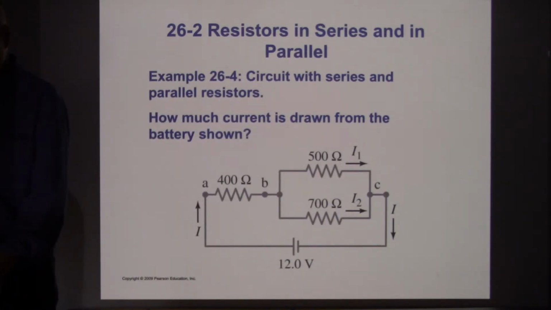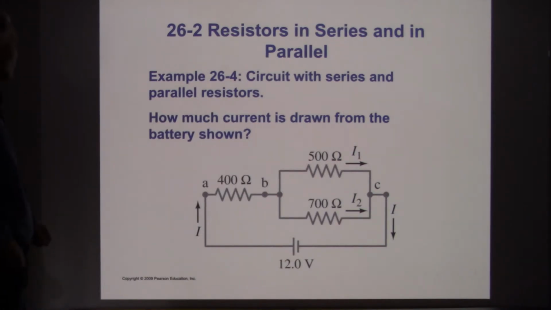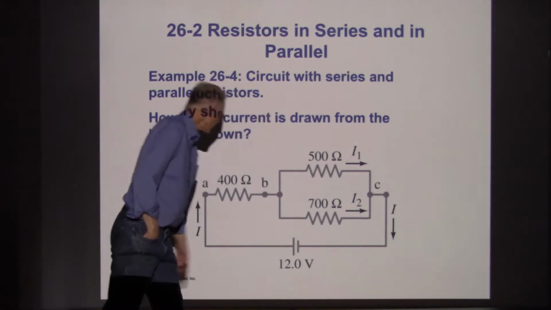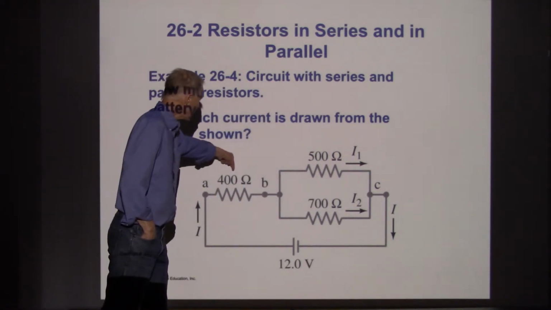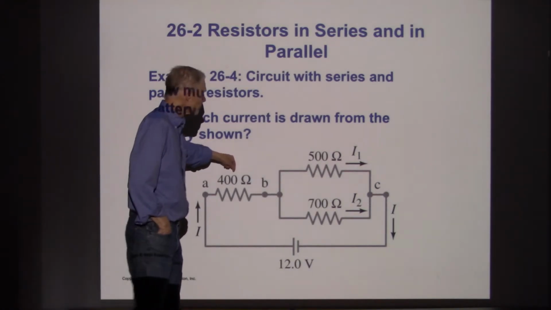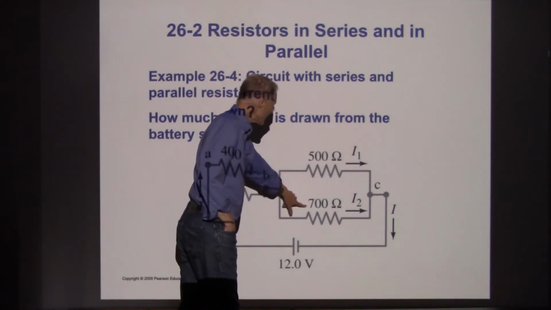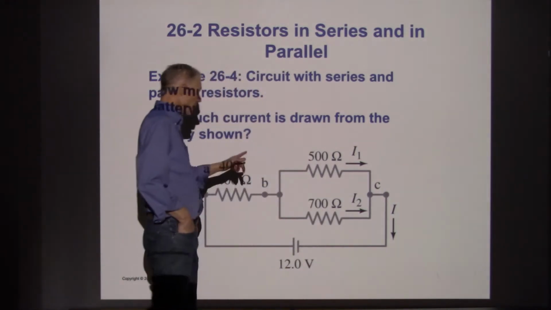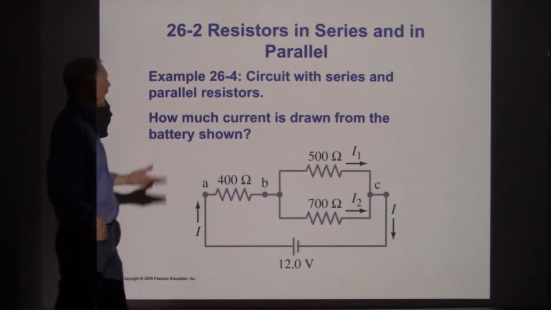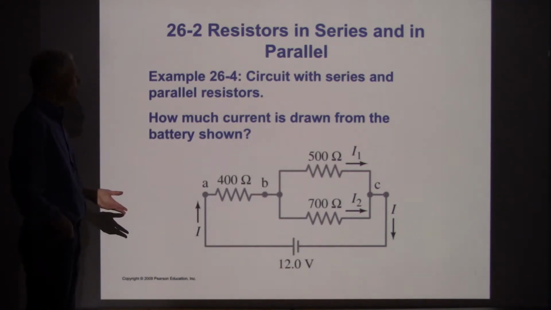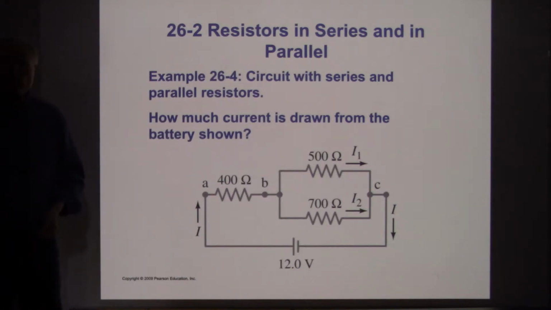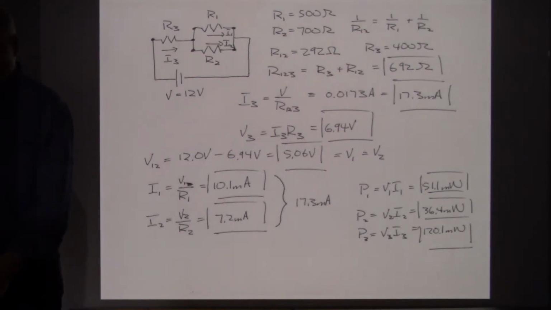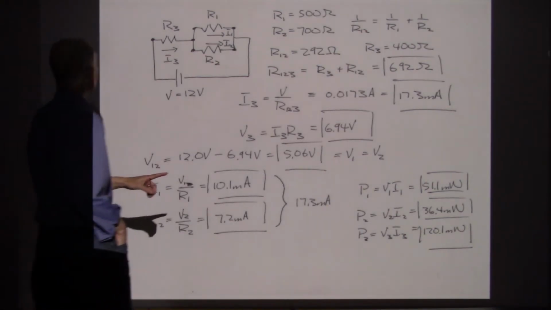Okay, here's another example. In this one we've got a 12-volt battery that we're taking a look at. Here's a 400 ohm resistor, and then here is the 500 ohm and 700 ohm set of resistors, and these are in parallel. So how would I find out how much current is running through each of these resistors? Let's see if we can come up with that. Let's look at a little more detail here.